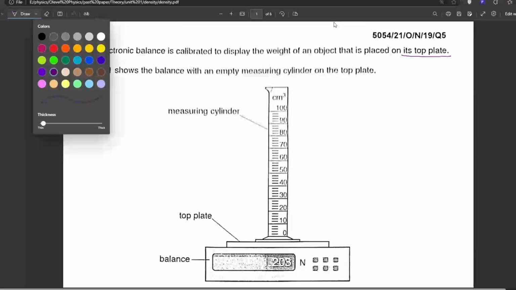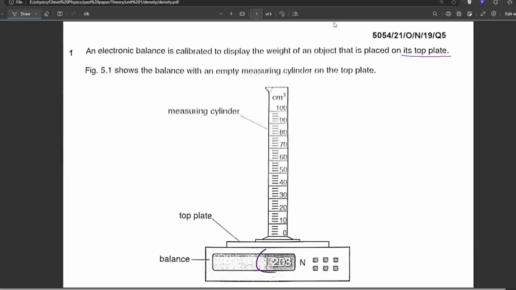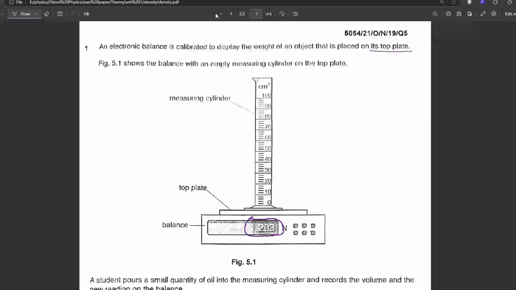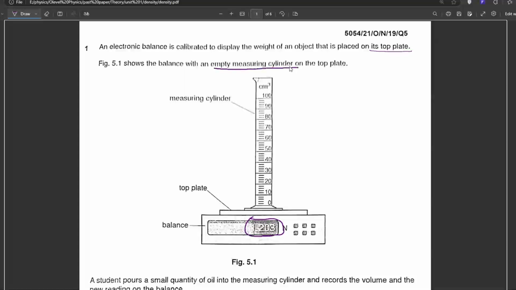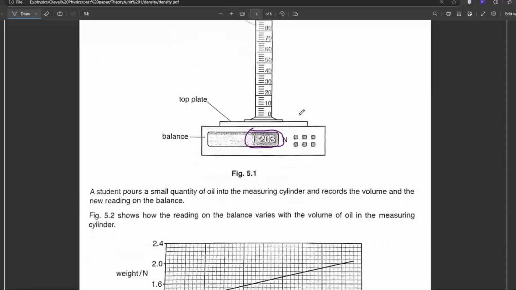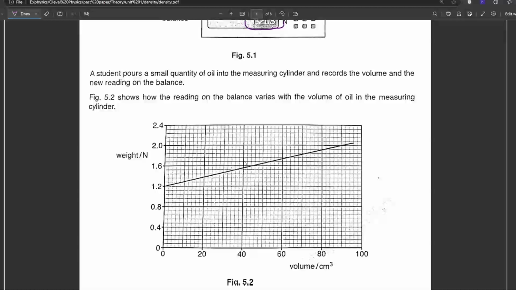Okay, so basically, this electronic balance is displaying the weight. Figure 5.1 shows the balance with an empty measuring cylinder. The balance is initially with an empty measuring cylinder on the top plate. The weight is what? 1.203 Newton. Simple.